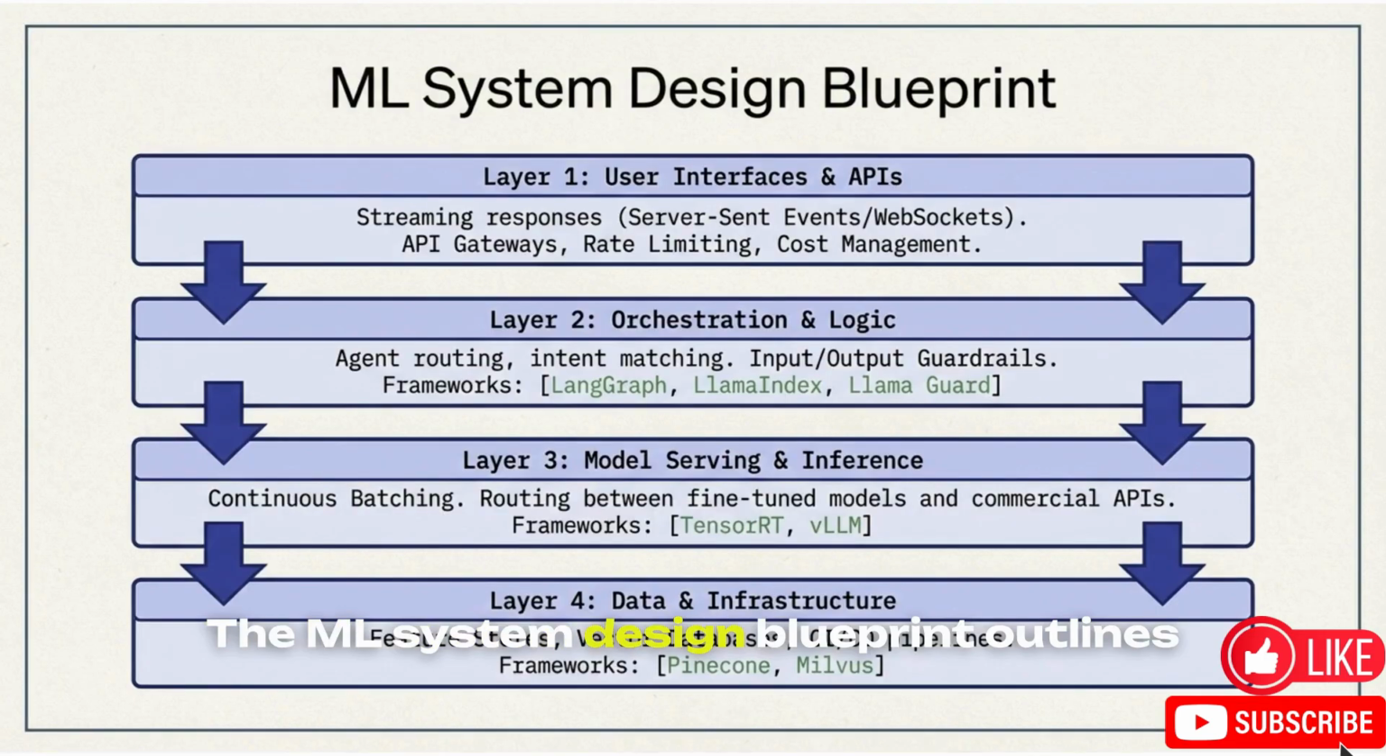The ML system design blueprint outlines 4 critical layers. Layer 1 handles user interfaces and APIs. Layer 2 manages orchestration and logic, including intent matching and guardrails. Layer 3 focuses on model serving and inference. Layer 4 covers data and infrastructure, such as vector databases.